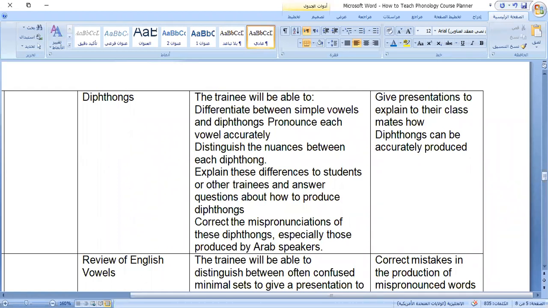Diphthongs, also they are long vowels, but they are compound vowel phonemes, and we should differentiate between a diphthong and a long vowel.